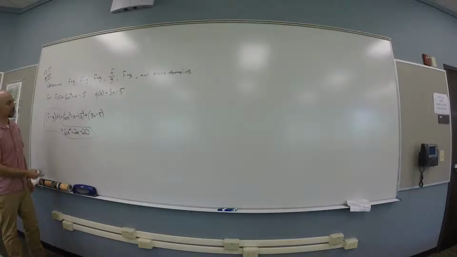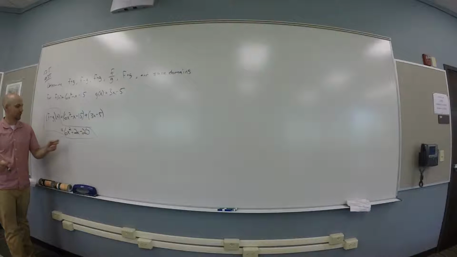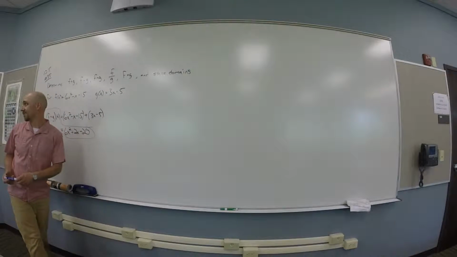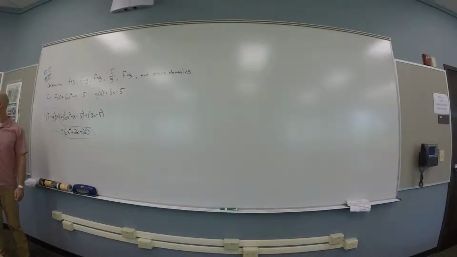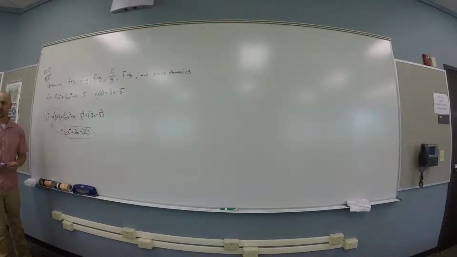Got it. We can also state the domain while we're at it here. What's the domain for 6x squared plus 2x minus 20? All real numbers. Why? Because it's a parabola. So there's our domain. It's all R.